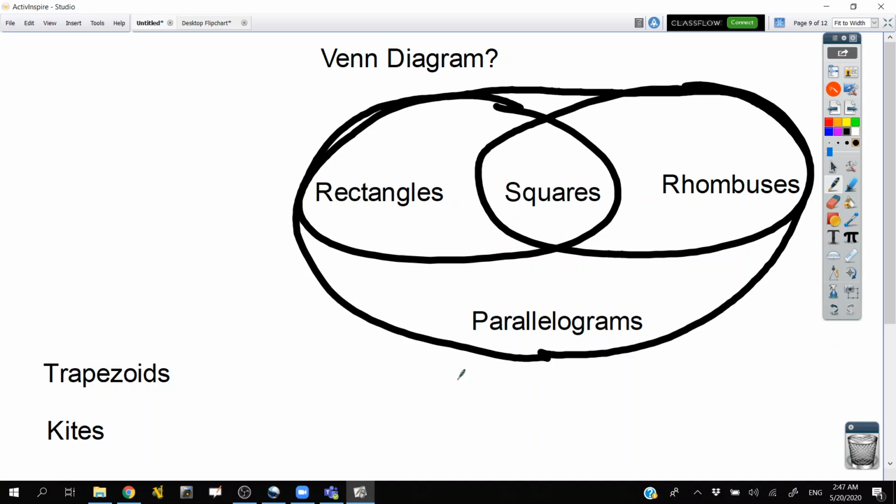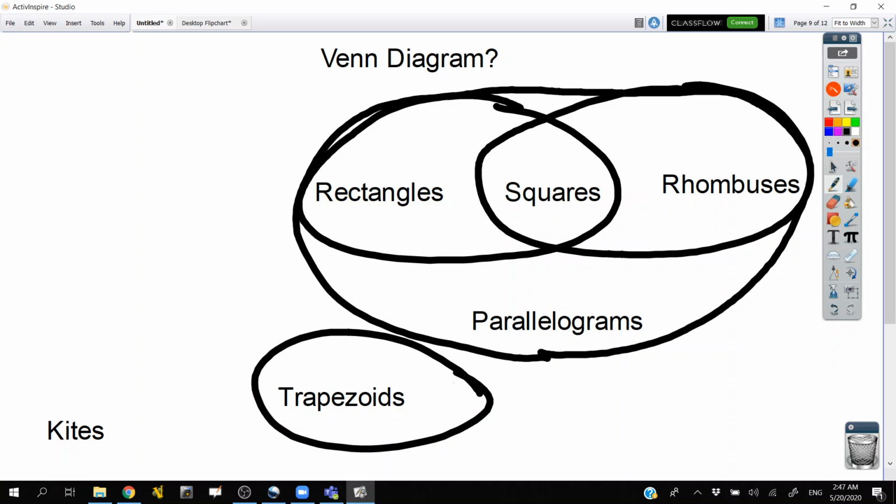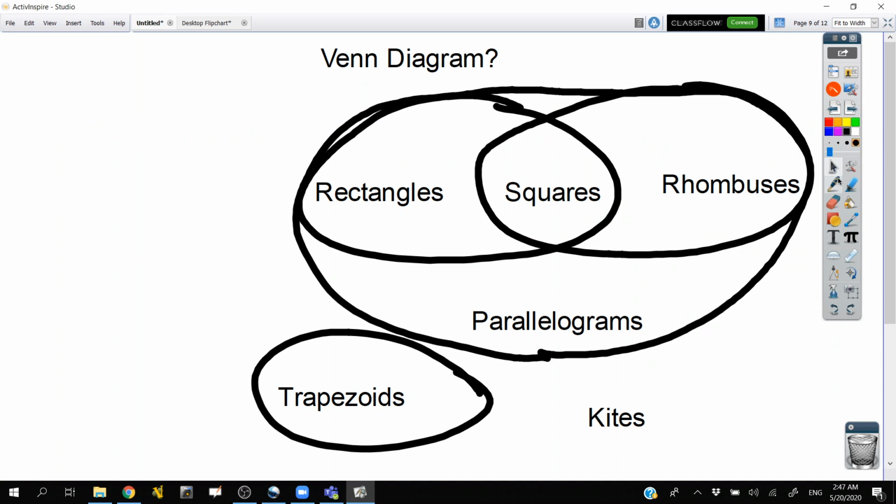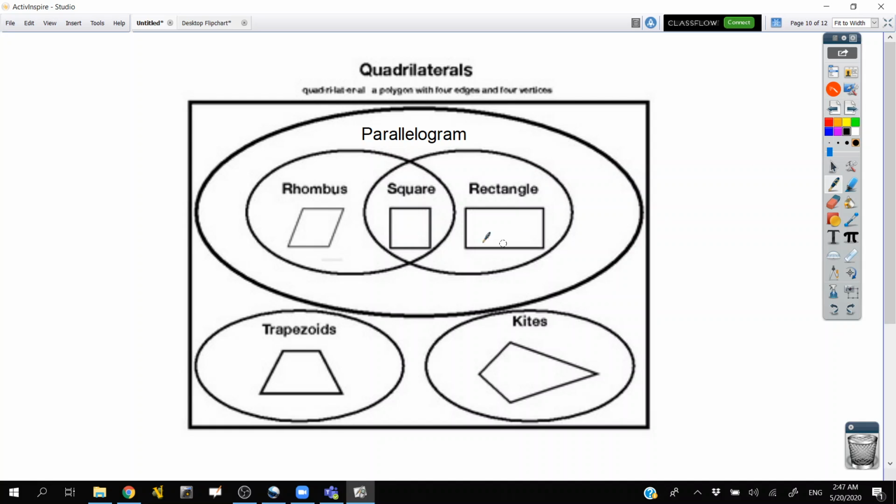Well, trapezoids we saw have only one set of parallel sides. So it's easy to say trapezoids are just not parallelograms, which means they can't really interact with the other things. And then the other question is, where do we put kites? Well, kites are not parallelograms because they don't have parallel sides. And so do they have one set of parallel sides either? And if I look back, I can see there are no parallel sides here. So, and I know my drawings are messy, I end up with a Venn diagram that looks like this. Great. So this is our final Venn diagram we end with.